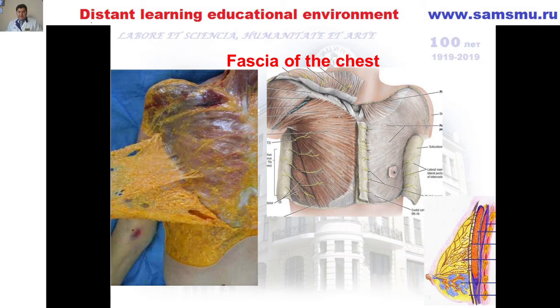Besides the fascia covering the external surface of the thoracic cage, here is the endothoracic fascia, fascia endothoracica, which lines its inner surface and also passes over to the diaphragm as a very thin layer of fat. And you may see part of this endothoracic fascia here behind the ribs.